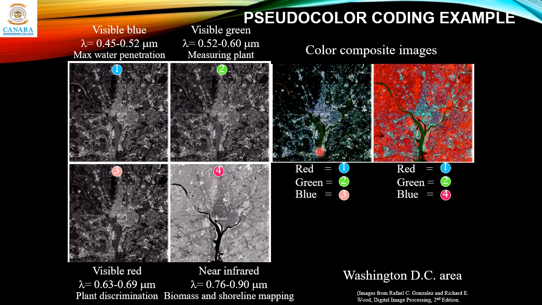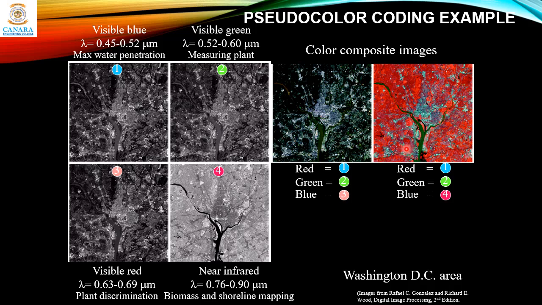Now, if you manipulate the order of this full color RGB image, and replace the third component with the near infrared, okay, so we are replacing the red with the near infrared. So this band we have changed, and look at the difference here. You can clearly identify the biomass and the shoreline mapping with this setup, with all the other features visible.